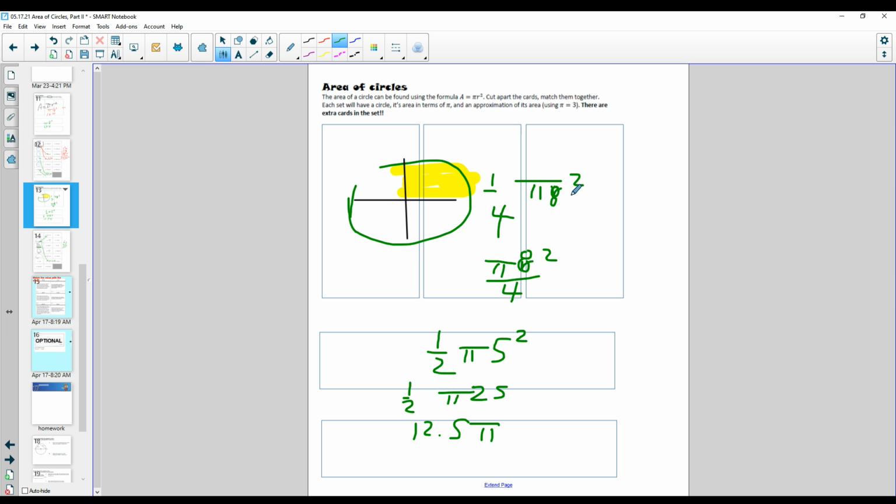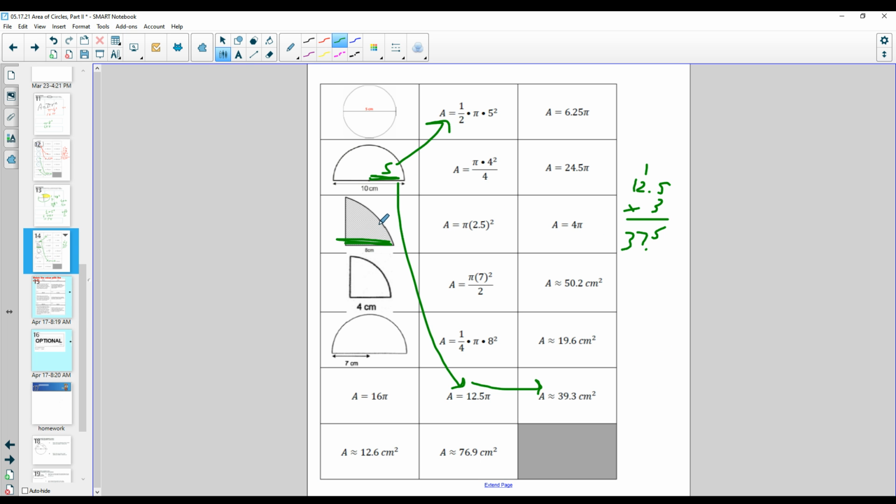What is 8 squared? How do you say that as multiplication? 8 times 8 is 64. So it's 1/4 pi 64. And what is a fourth of 64? Can you split this 64 into 4 parts? 16. So it's 16 pi. So we're looking for 16 pi. It's right here. 16 times 3 is 48-ish, which is close to 50.24. And that is how you do circles, semicircles, and quarter circles.